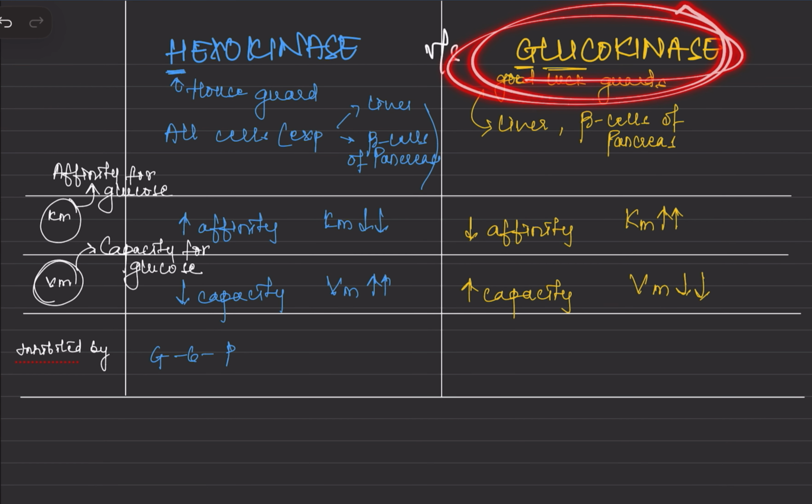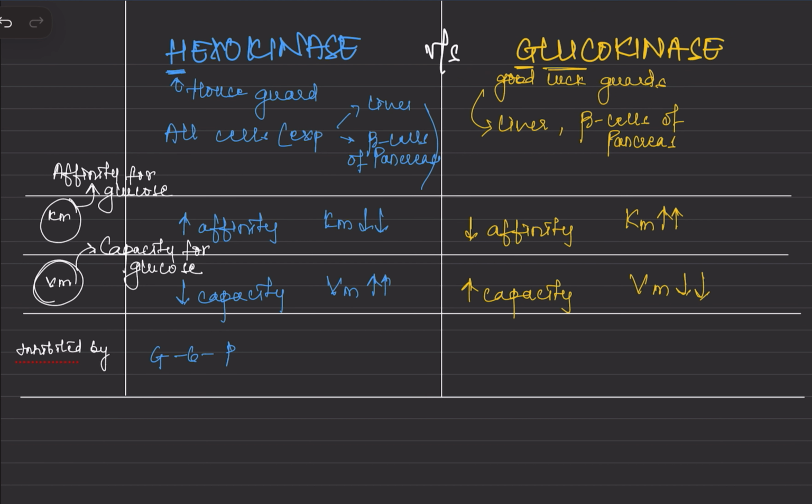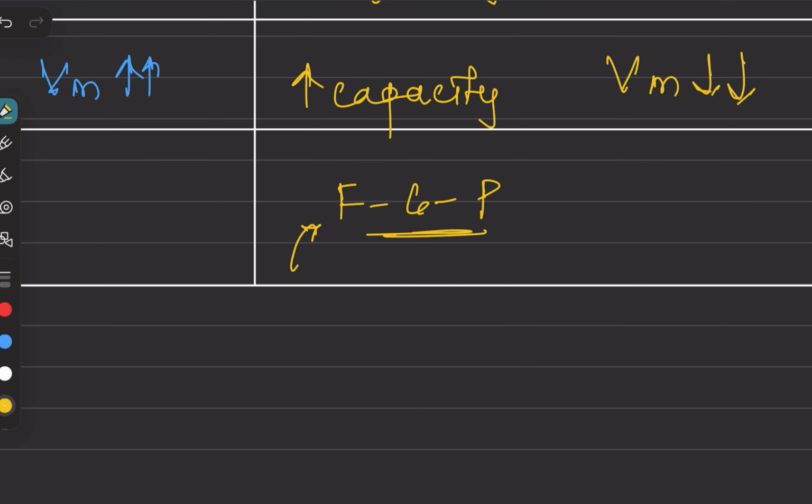So glucokinase is actually inhibited by fructose 6 phosphate. Now you may ask why. So fructose 6 phosphate basically helps bind glucokinase with glucokinase related peptide, which inhibits your glucokinase activity.